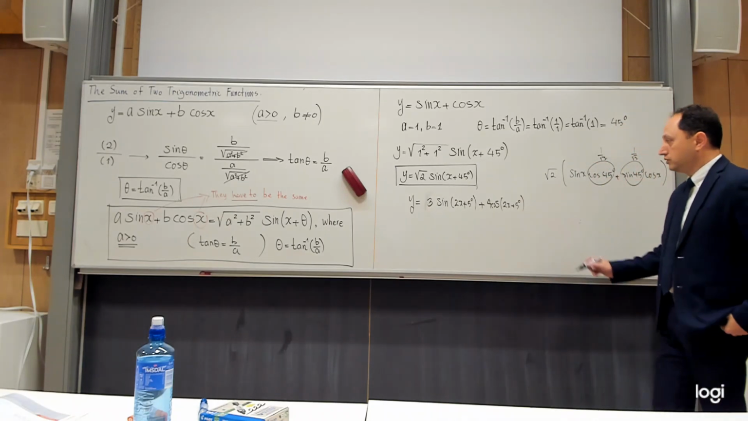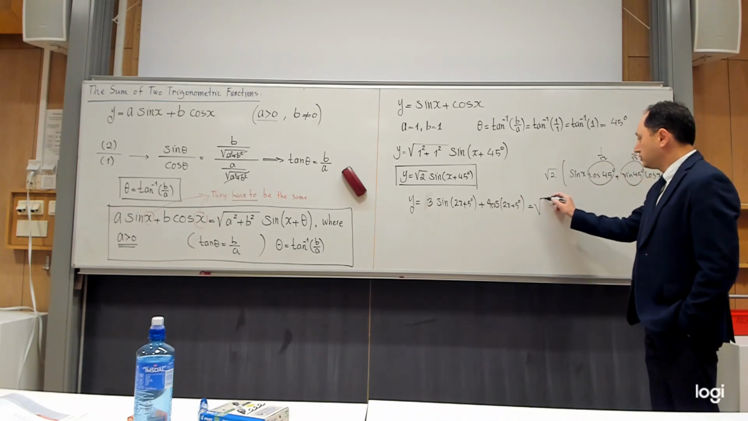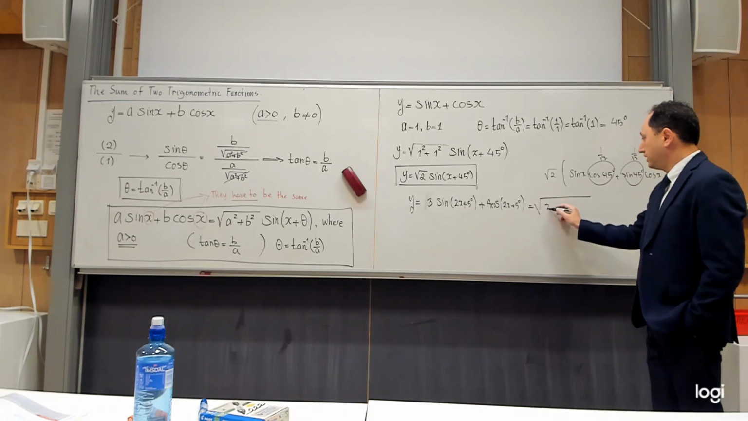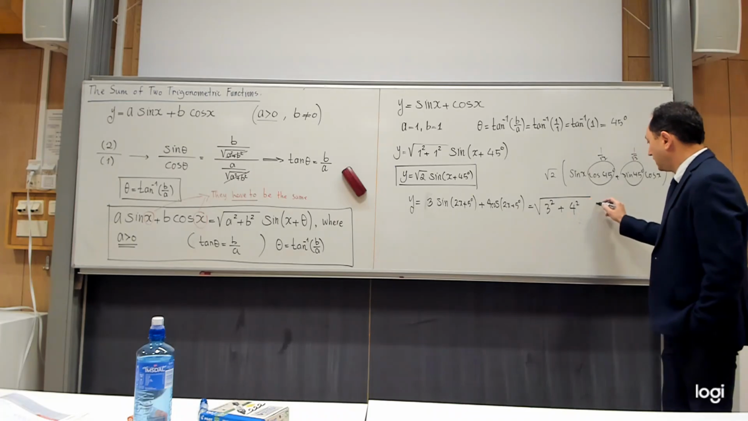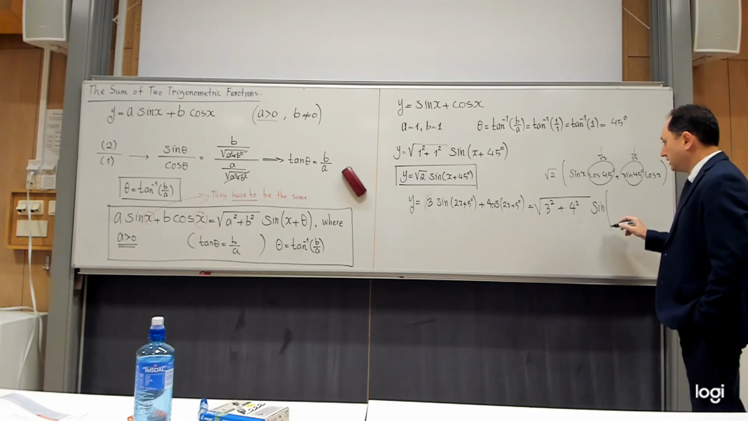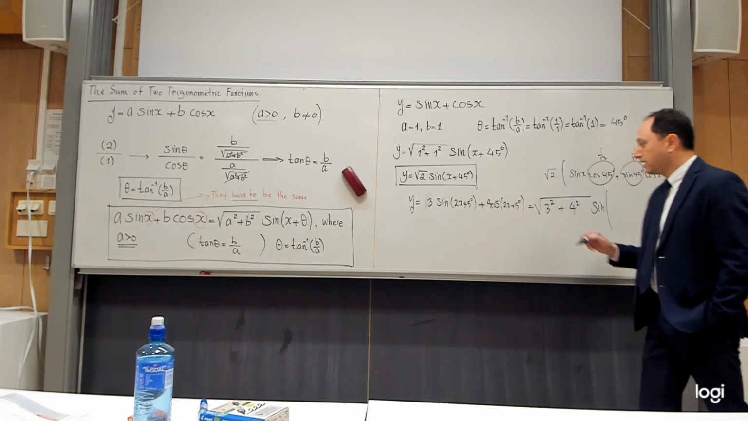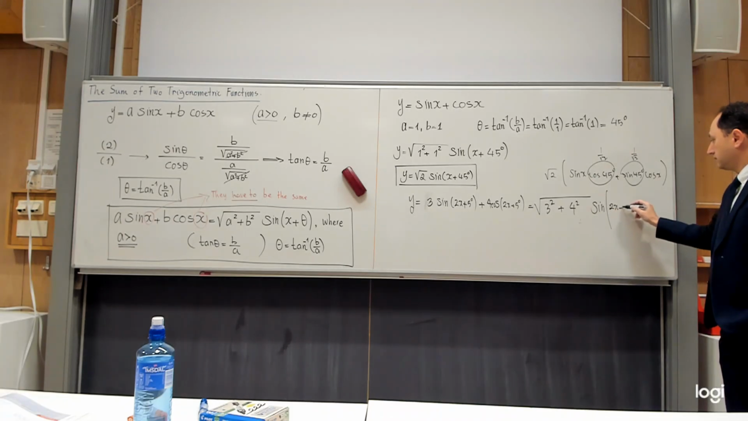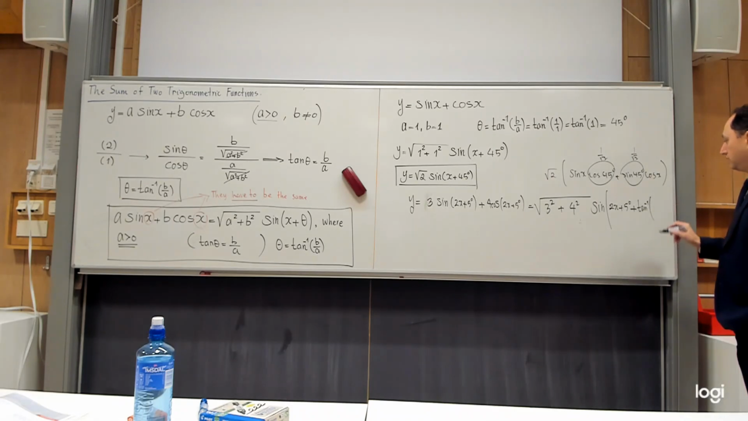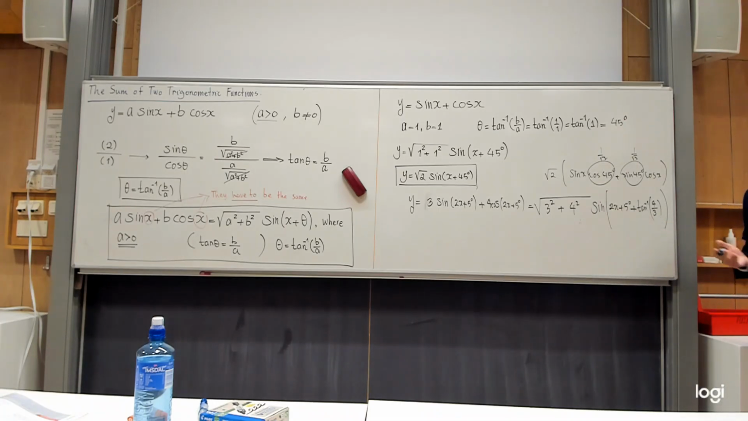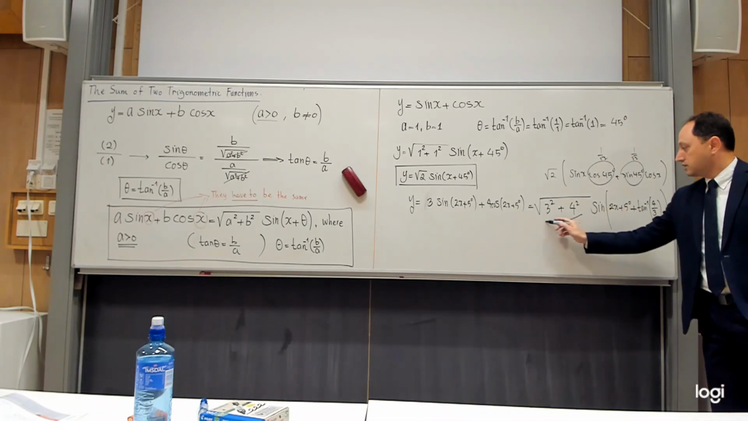So what should I do? I need to write square root of a squared plus b squared, and then I write sine function, and then I repeat my angle, whatever it is, and then I write tangent inverse of b over a. Yes, is that understandable? So you can write it in that way. But this answer is 5.